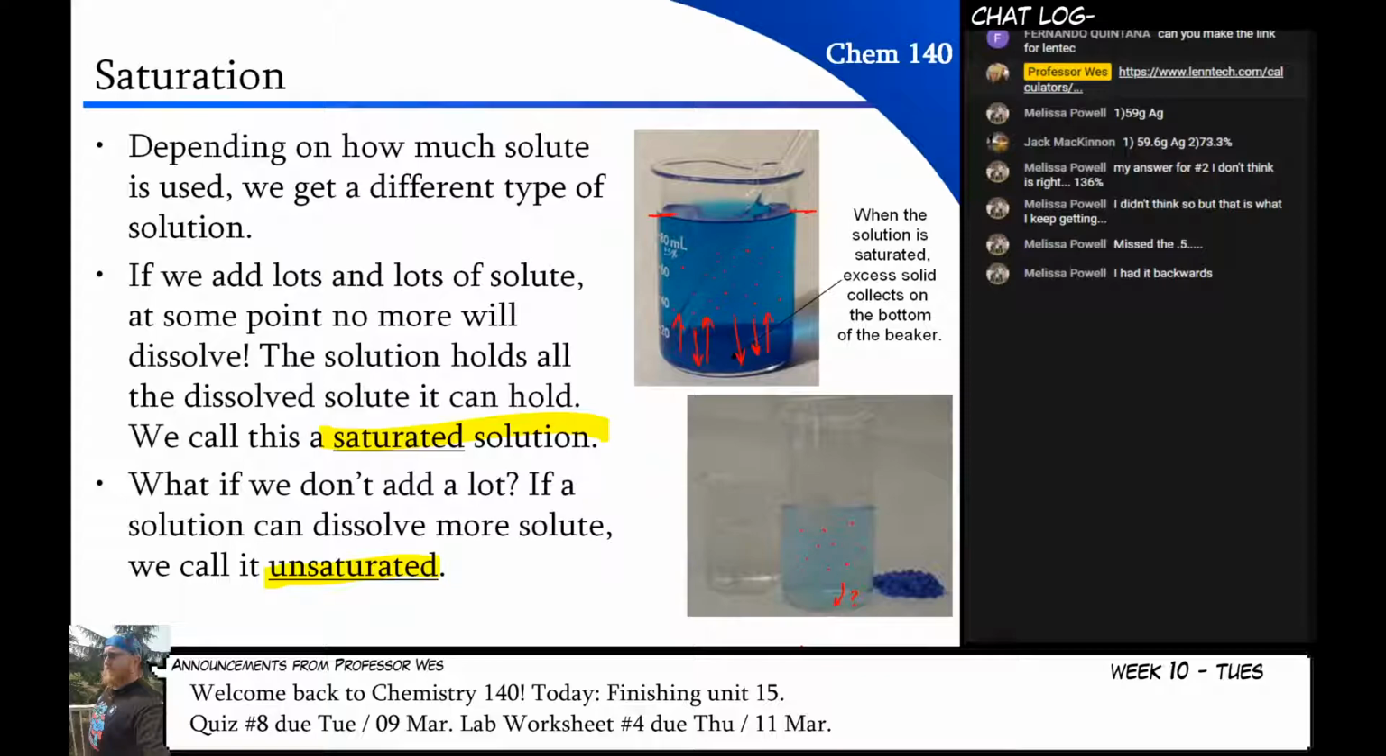Now, you can look at a solution just based on its color and say, oh, well, this one is darker. This one is darker than this one down here. So therefore, the solution on the top picture must be more saturated than the one on the bottom, because more color is shown.